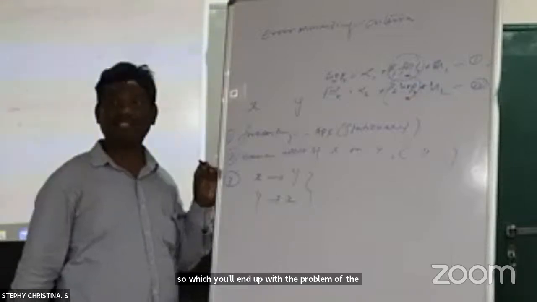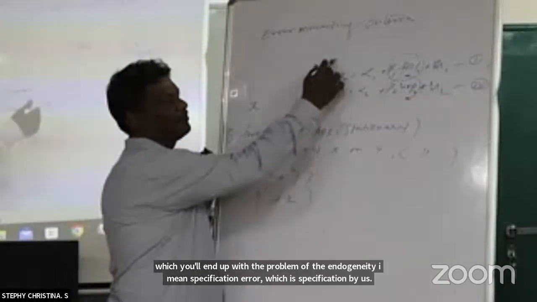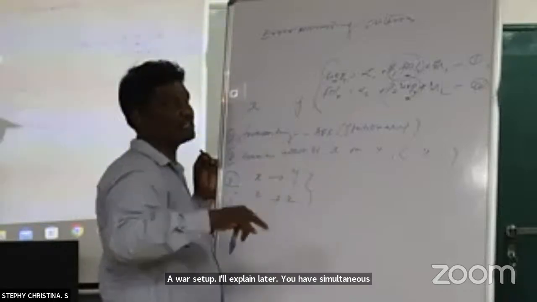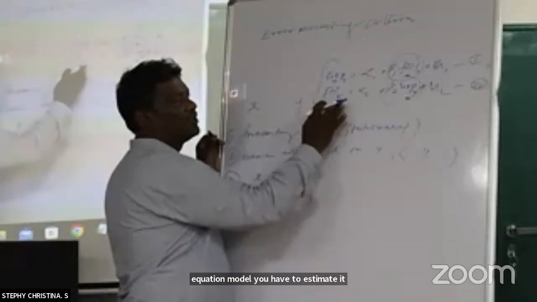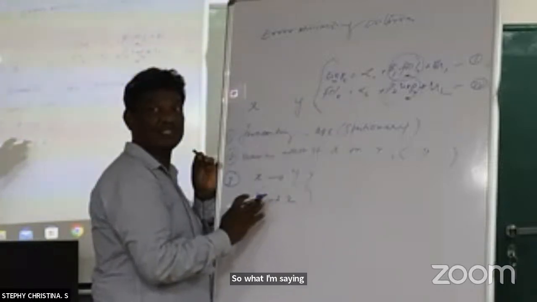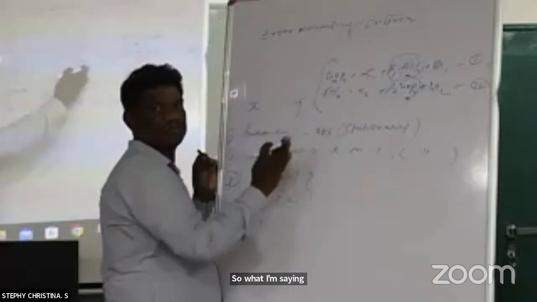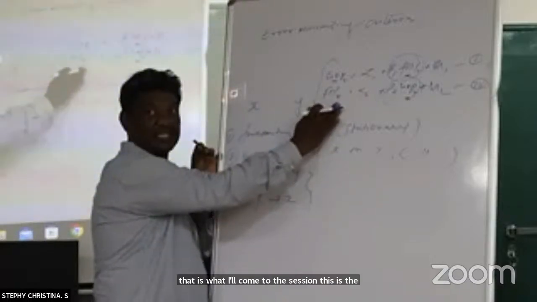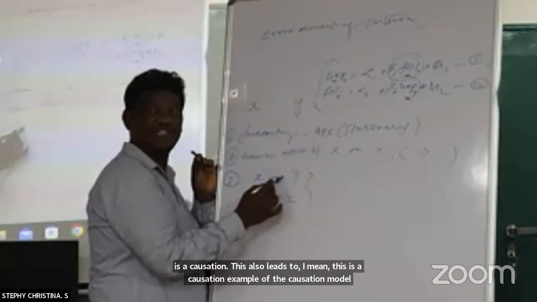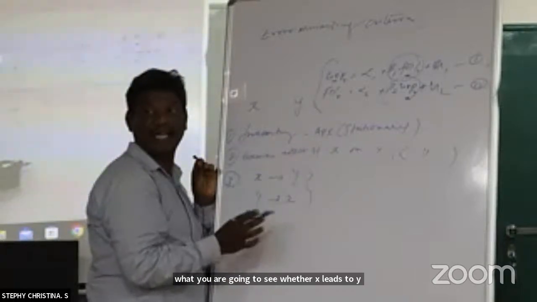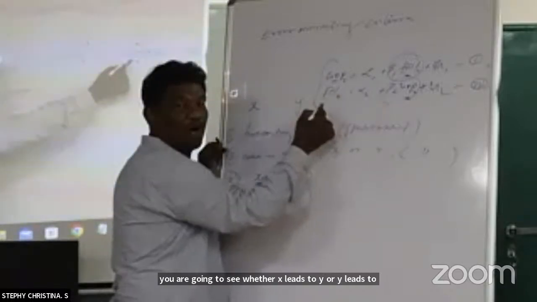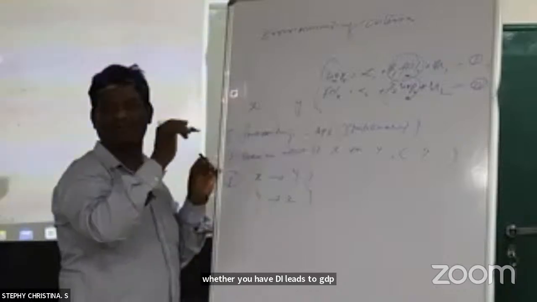So we have a setup called a VAR setup. I'll explain later. We have a simultaneous equation model. You have to estimate it simultaneously. Okay, so that is what I'll come to, the causation. This is an example of the causation model. What you are going to see is whether X leads to Y or Y leads to X, whether FDI leads to GDP or GDP leads to FDI. Just for example, I have taken.